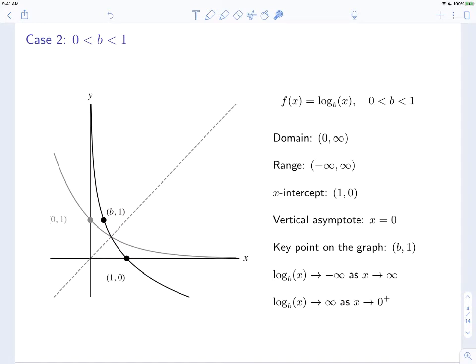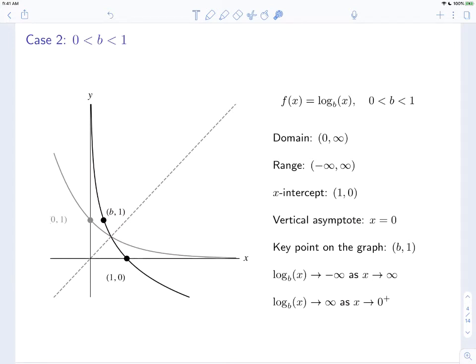Notice it doesn't go below 0. Exponential functions are always positive. But if b is between 0 and 1, then it decays, getting closer and closer to 0, because the x-axis, y equals 0, is a horizontal asymptote.